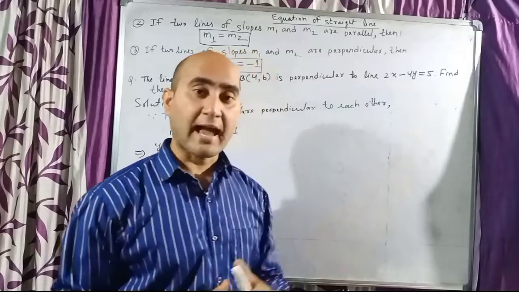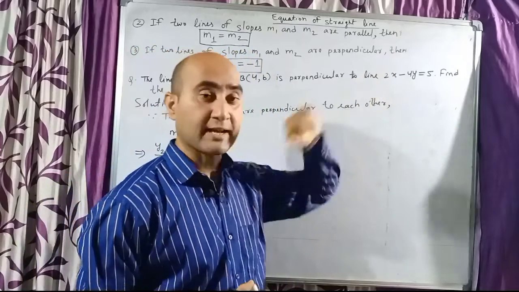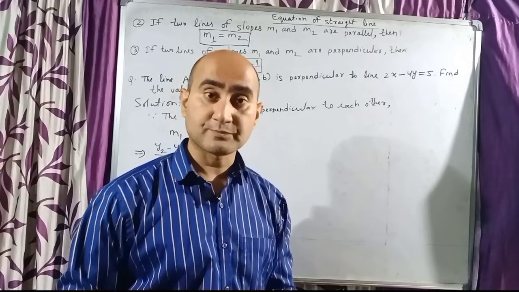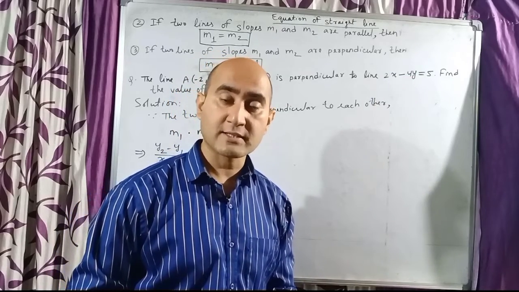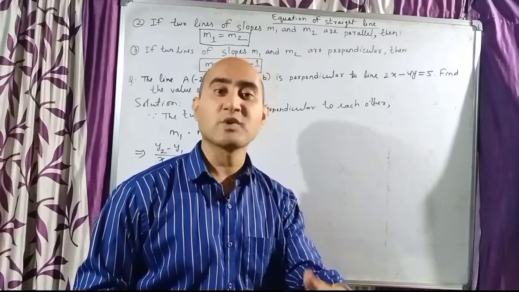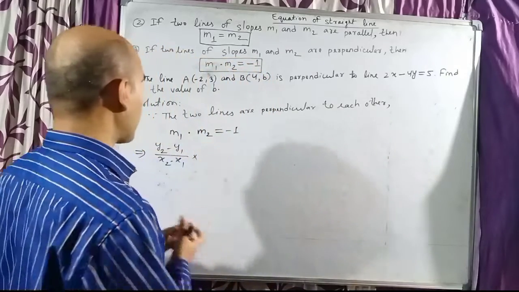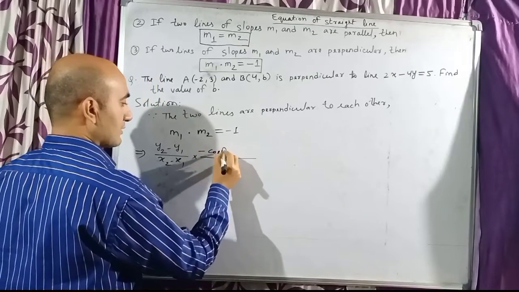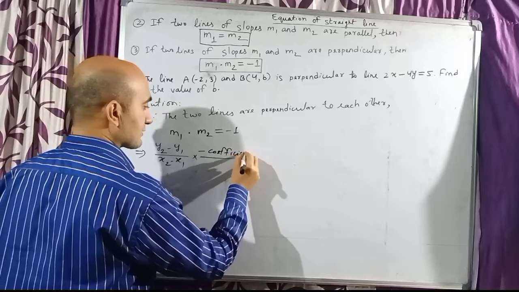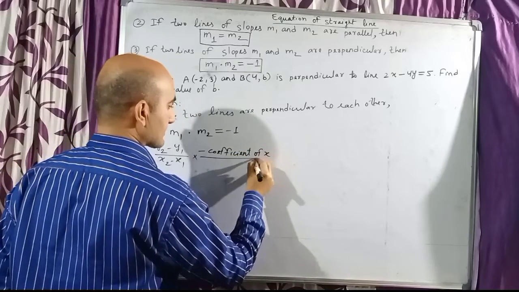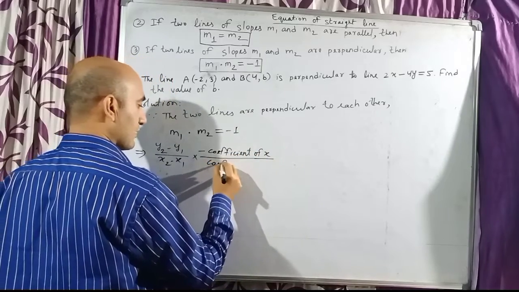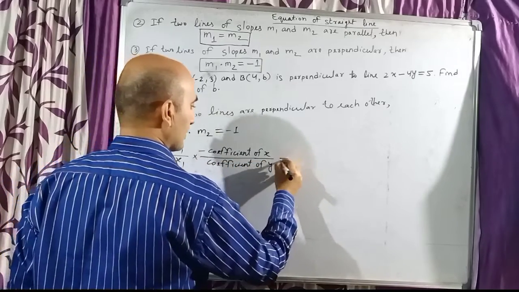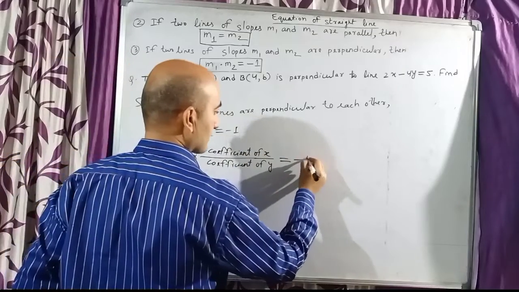As the line is given as an equation of a straight line, the slope formula is minus coefficient of x by coefficient of y, which we already discussed in the last video. Use that formula. Second slope m2 is minus coefficient of x by coefficient of y. Don't forget, equal to minus 1.